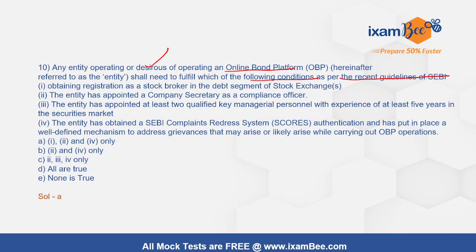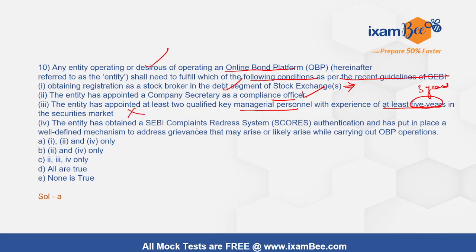So the answer is A, 1, 2 and 4. Right. So obtaining registration as a stockbroker in the debt segment, that is also one of the conditions that they need to fulfill. The entity has appointed a company secretary as a compliance officer. Yes. The entity has appointed at least 2 qualified key managerial personnel with experience of at least 5 years. No, in this case the condition is experience of at least 3 years in the securities market. That's why it's not a part of the answer.